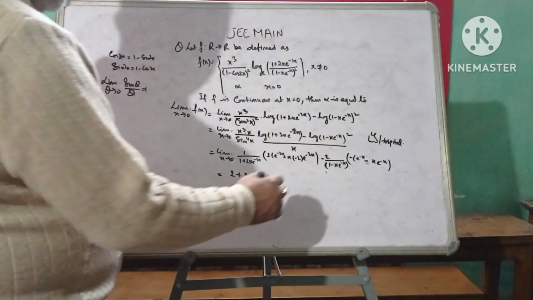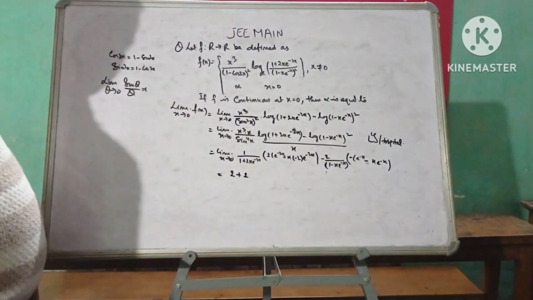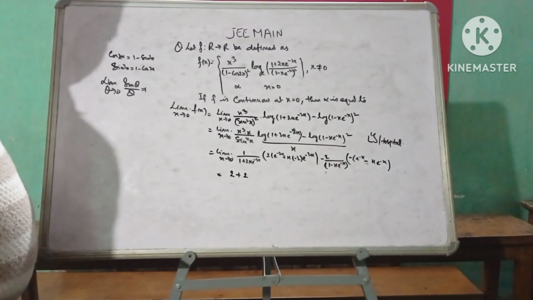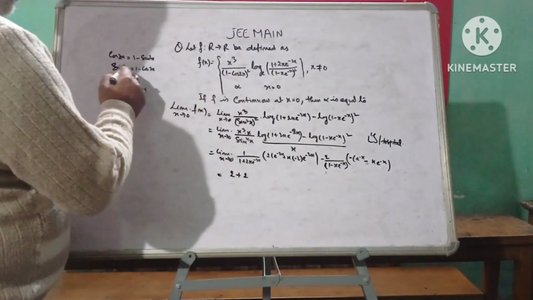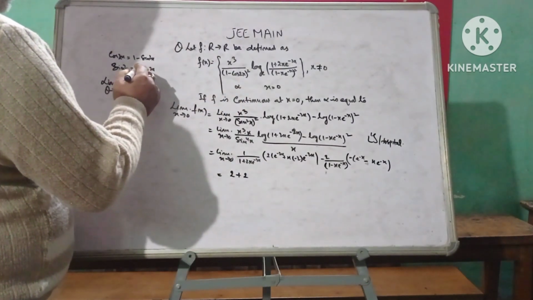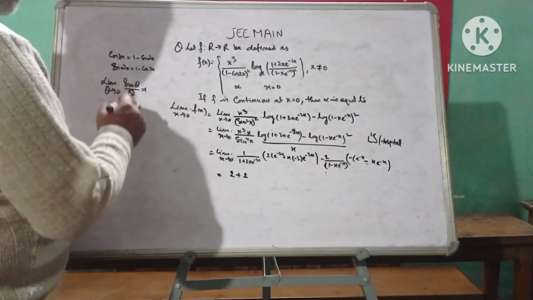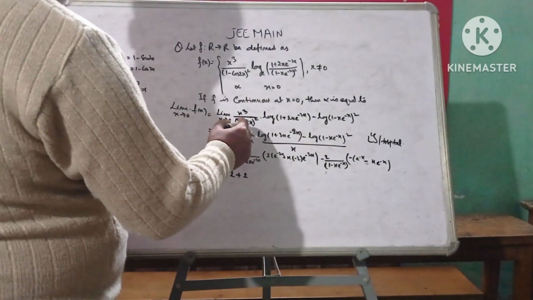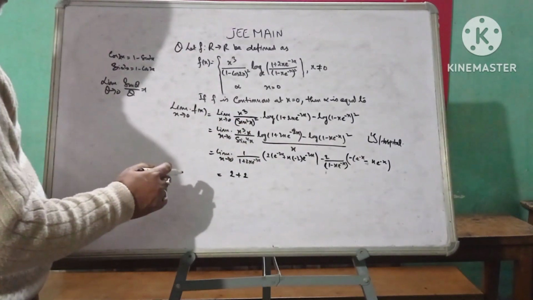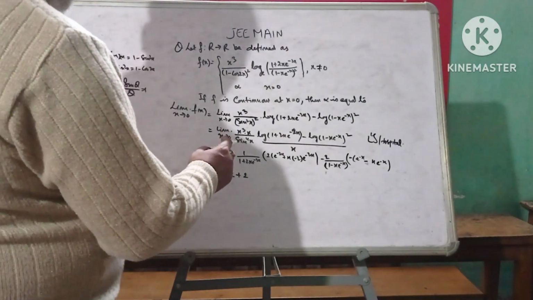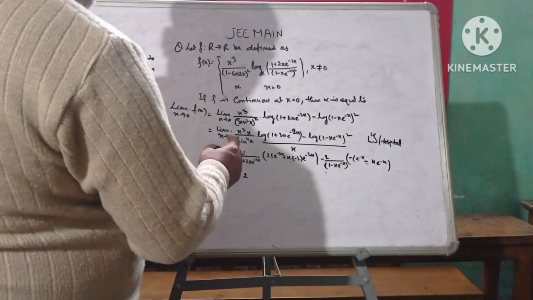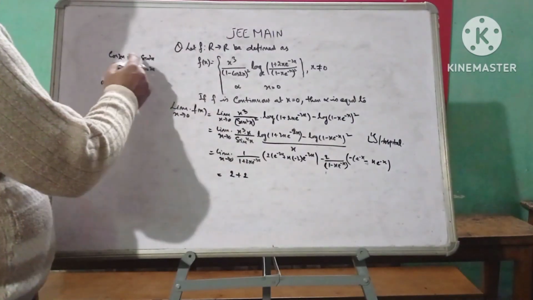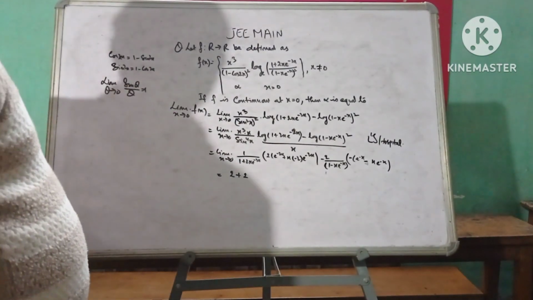So I think it is all correct here, but one thing I left here: this is 1 minus cos 2x, so sine square x, it's okay, sine square x, square sine.